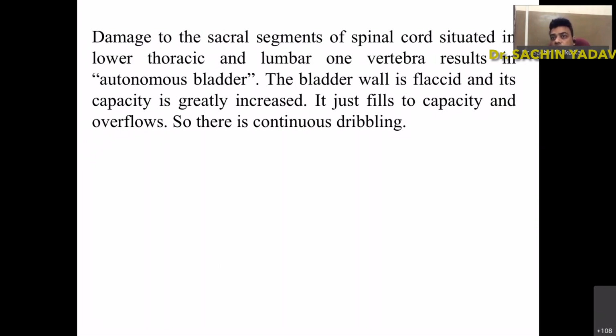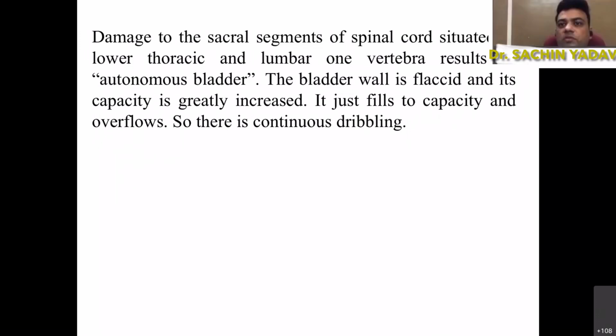Damage to the sacral segment of the spinal cord, situated in the lower thoracic and the lumbar one vertebrae, results in the autonomous bladder. The bladder will be flaccid and its capacity is greatly increased. It just fills to the capacity and overflows. Beyond 500 ml it can fill, and after that it will overflow, because the contraction of the sphincter remains due to the sympathetic activity, so it will not open. It will only come out due to enormous pressure, so there will be dribbling of the urine.